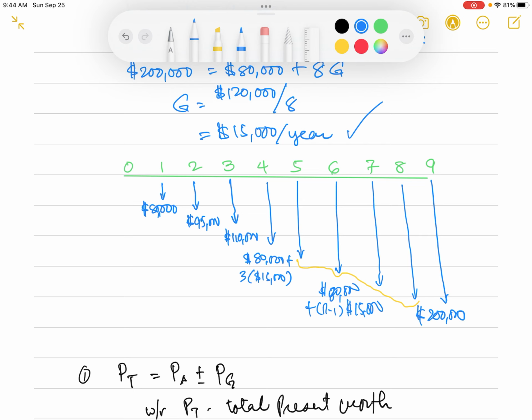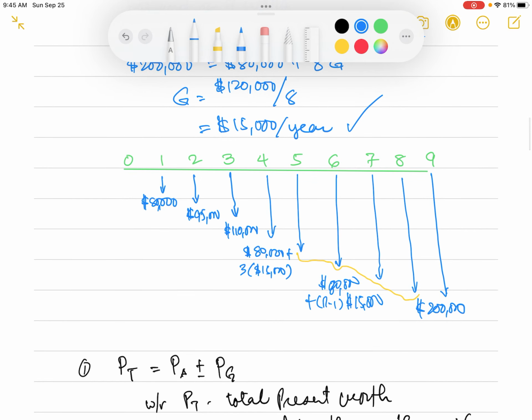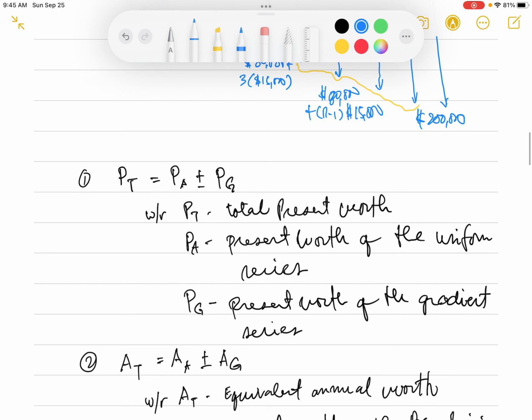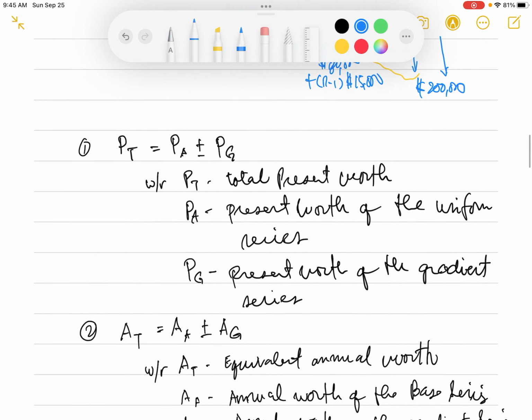So this clearly shows you the concept of the arithmetic gradient. Now, of course, we are really interested in computing the equivalent cash flow or values of money, and always we want to determine what is that value at the present.